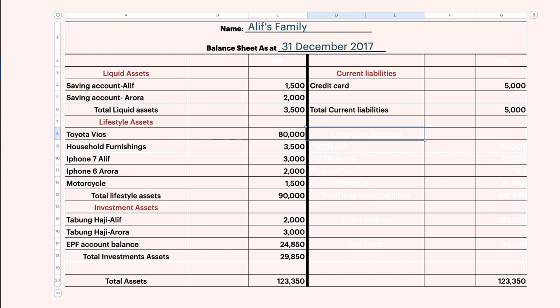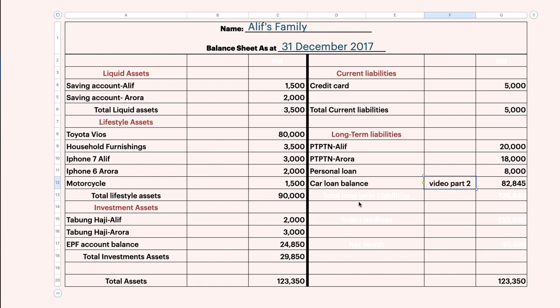In terms of long term liability, we found that they have PTPTN balance for Alif and Arora, personal loan, and what more? Oh yes, the car loan that we already calculated. If you don't understand how to get the car loan, make sure that you watch the previous video, video part 2. You can refer to video part 2 for how to get it.